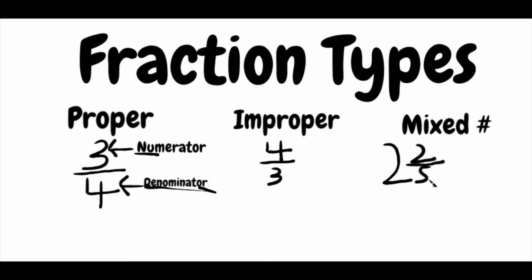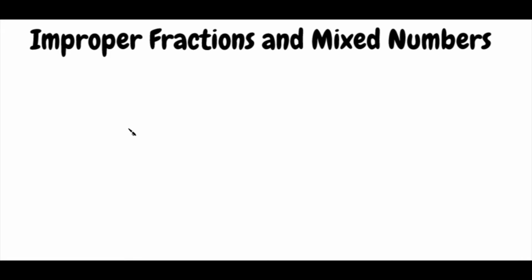It's pretty straightforward. So the next thing that you want to know is how to go from an improper fraction to a mixed number and vice versa. So let's take a look at that. We want to look at how to convert an improper fraction to a mixed number and vice versa. You're going to want to get this skill down. It's not that hard, although at first it can be a little bit tricky.